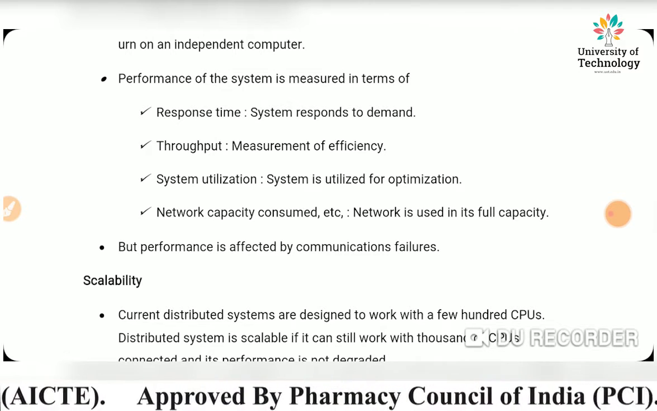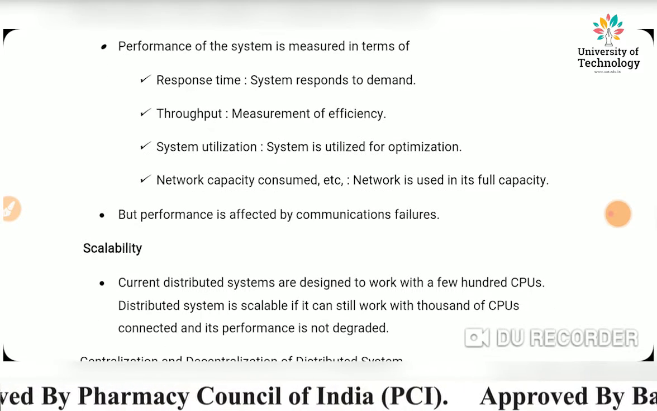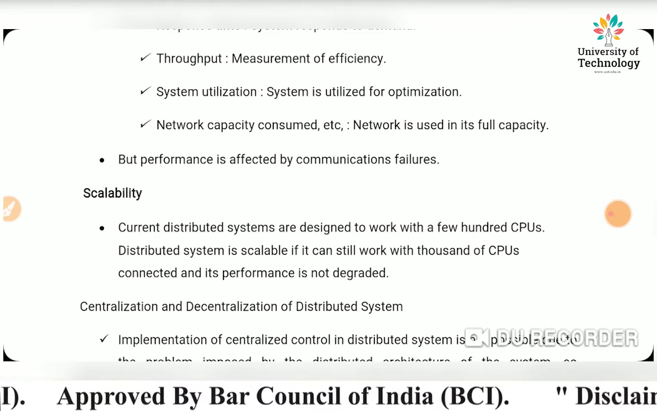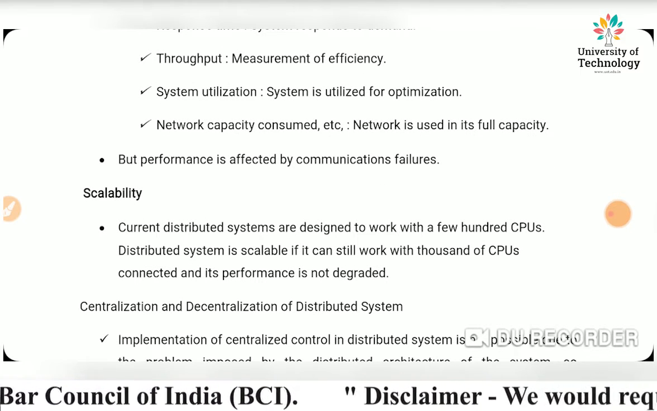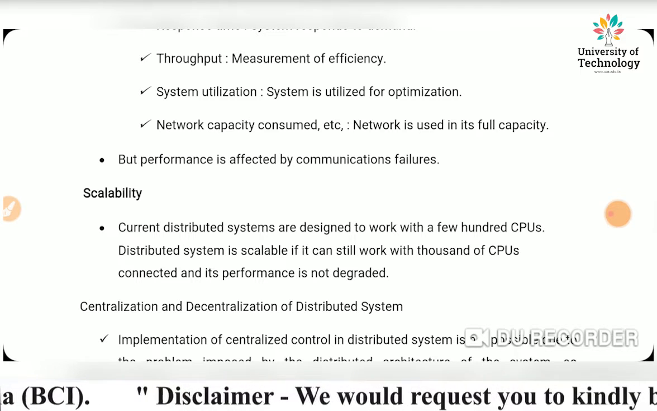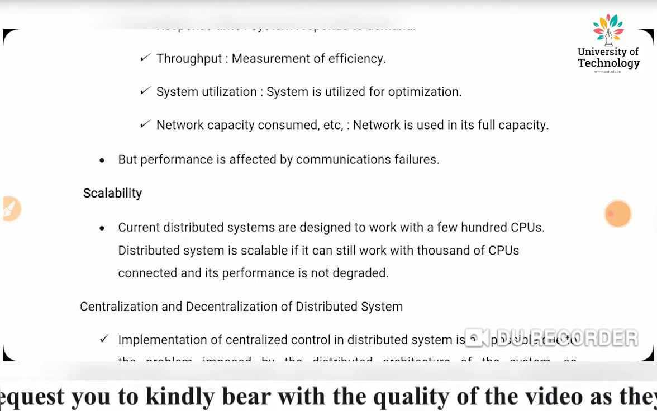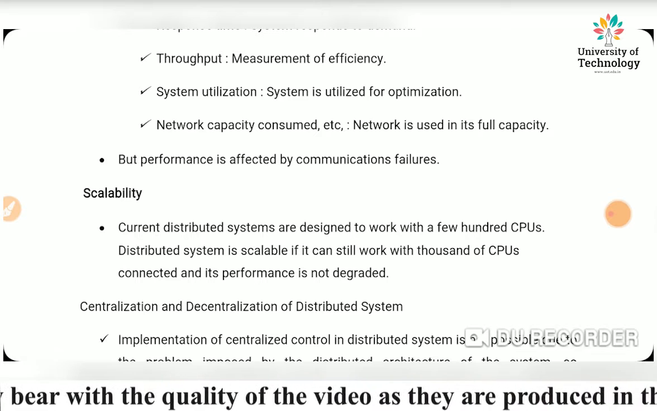Next, let's go to scalability. Current distributed systems are designed to work with a few hundred CPUs. A distributed system is scalable if it can still work with thousands of CPUs connected and its performance is not degraded.